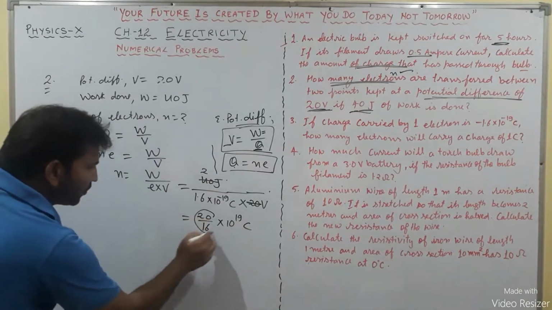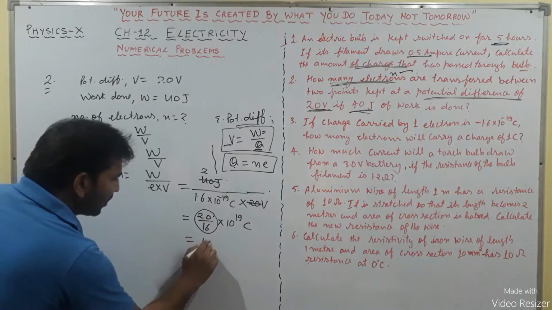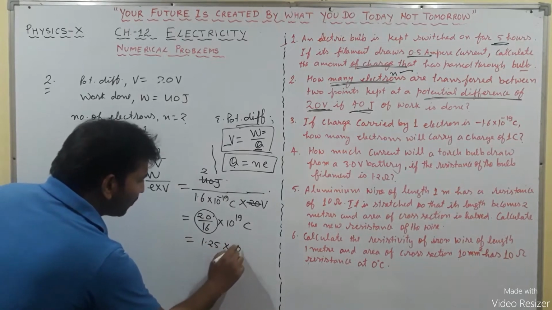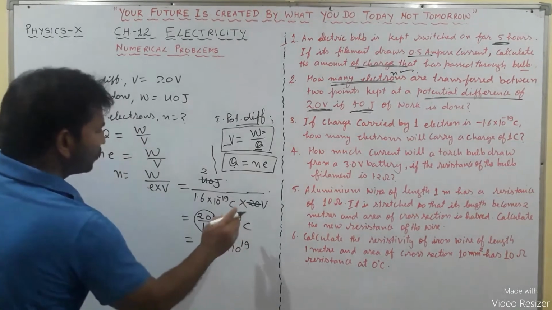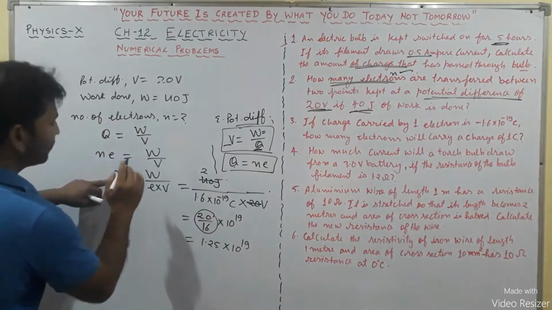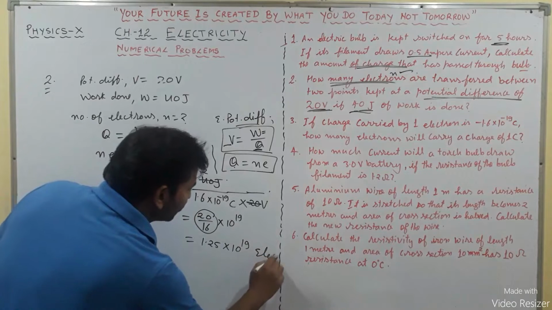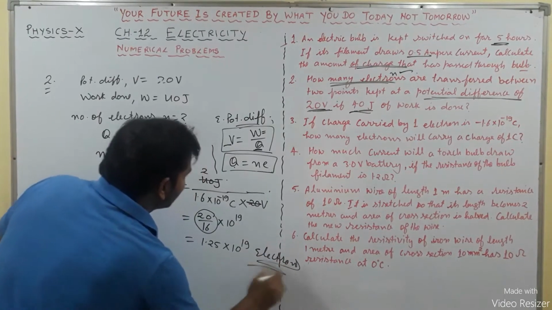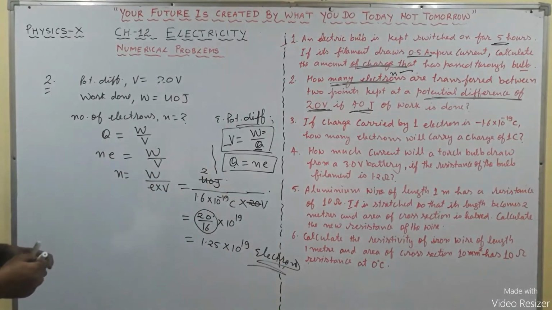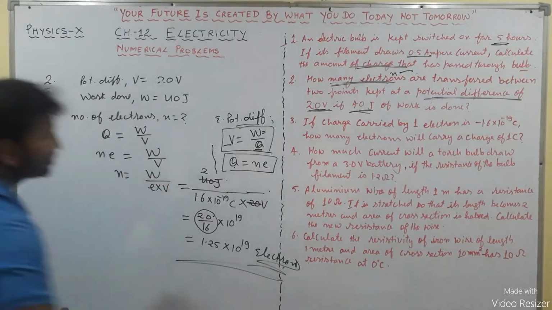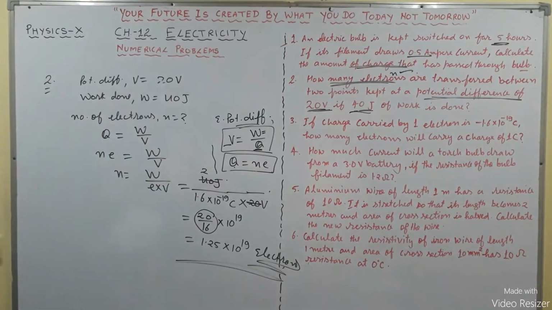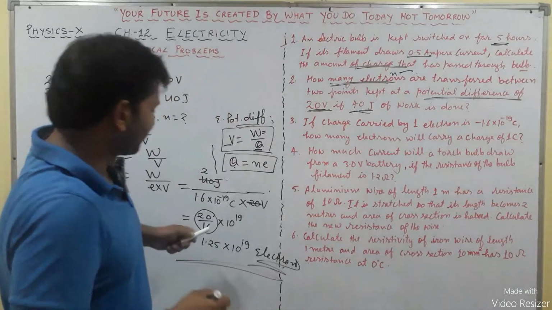And when you solve it, you will get 1.25 into 10 raised to power 19, not coulomb. That is, we are finding the number of electrons. That is electrons. Okay, so that is the answer of the second question.